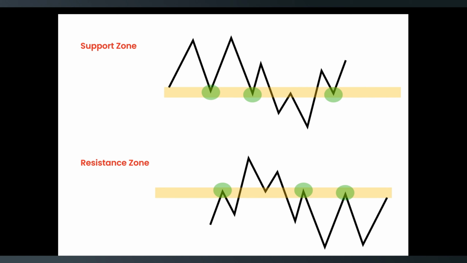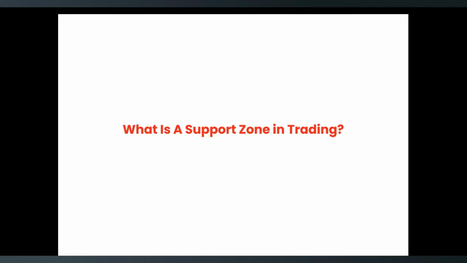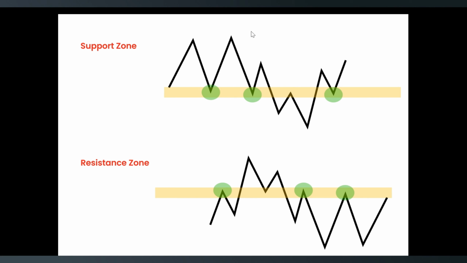So next, we have what is a support zone in trading. By now I'm sure that we already have an idea what a support zone and a resistance zone is. A support zone basically acts as a floor that prevents prices from falling further, as shown in the previous image. When an asset's price approaches this level, the buyers typically step in, increasing the demand, and that pushes the price higher from that zone. So that is what a support zone is all about.